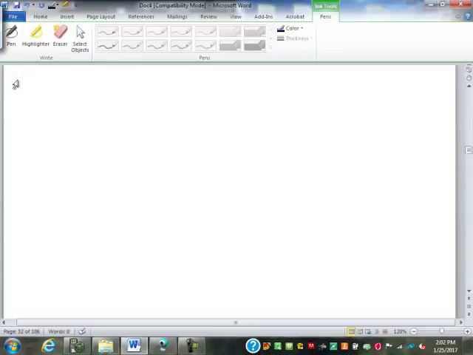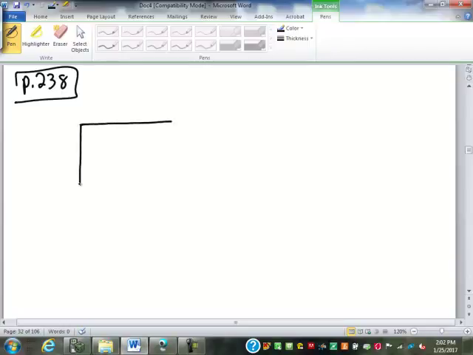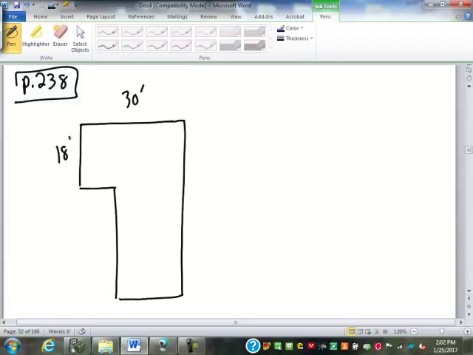So on page 238, I'd ask you to look at A and B there. So let's sketch out letter A here. So this is 30 feet here, 18, 28, and 20. There is a girder across here.